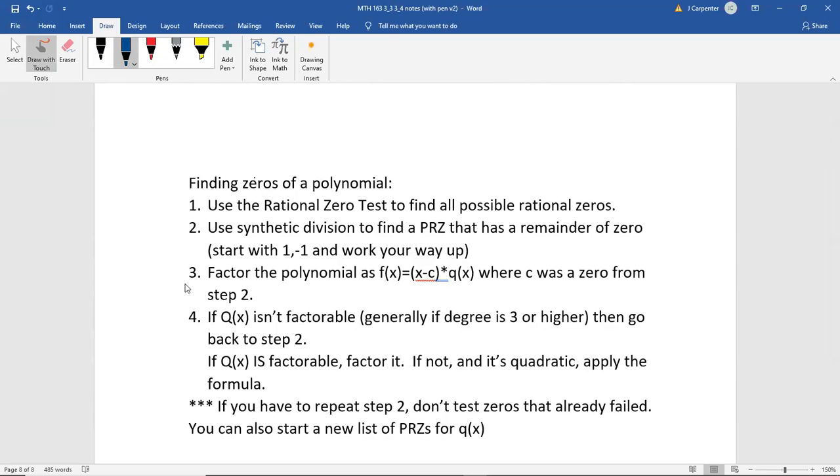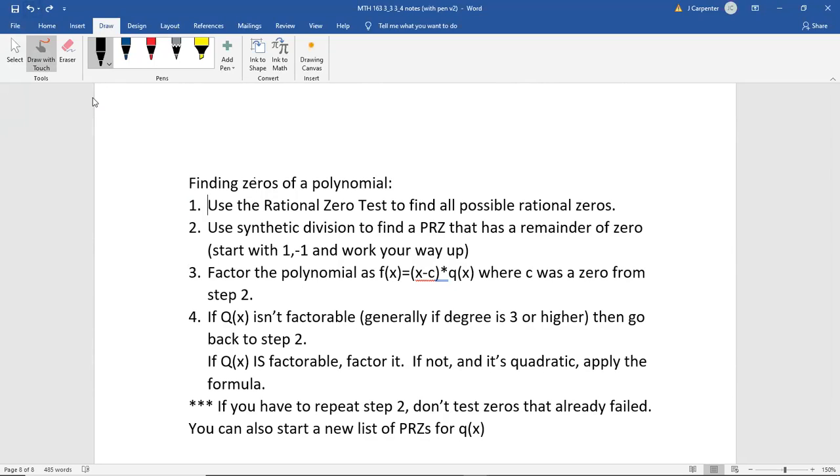So that thing we were doing, finding the possible rational zeros, is known as the rational zero test. If I didn't say that out loud, I know it was written down. So we do the possible rational zero test to find all possible rational zeros. That's all the factors of the constant over all the factors of the leading coefficient. That's just listing the plus or minus. So step one is what we did for the last two examples.